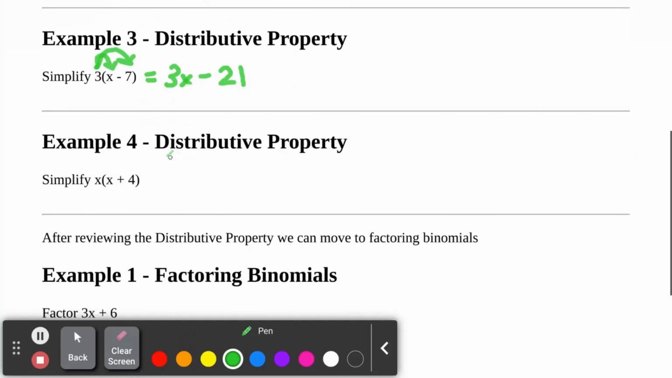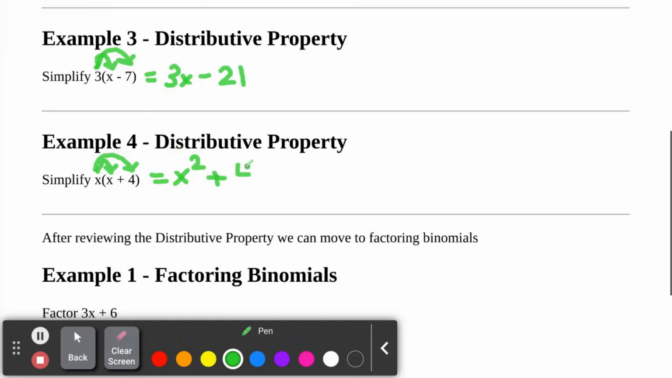And our last example of the distributive property, we're going to do x times x, which is x squared. And since we're multiplying x by this quantity x plus 4, we also have to multiply the x by 4. So we get plus 4x.